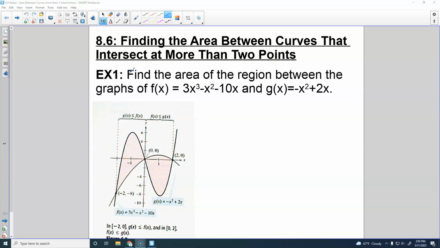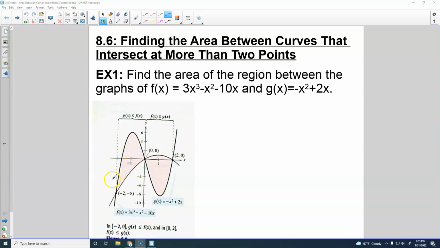So what we have here is the area between the graphs of these two. We've got a cubic function and a quadratic, and the graph is given to you. The problem with this is that you have two separate sections of intersections here.